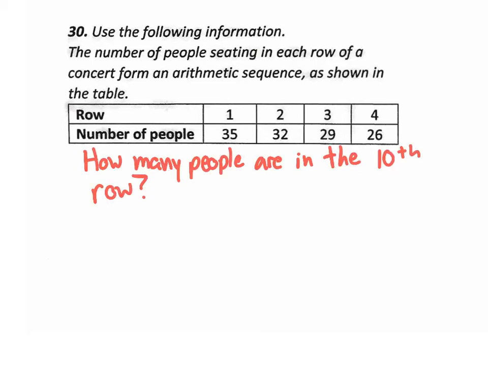So we want to find out how many people are in the 10th row. Now, we know that this is an arithmetic sequence. What does that mean? That there's a common difference, right? What's the common difference, guys? 3. Is it 3? Yes.